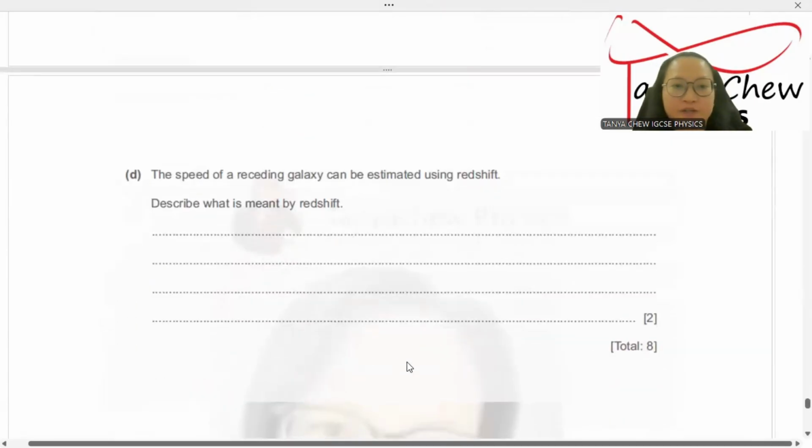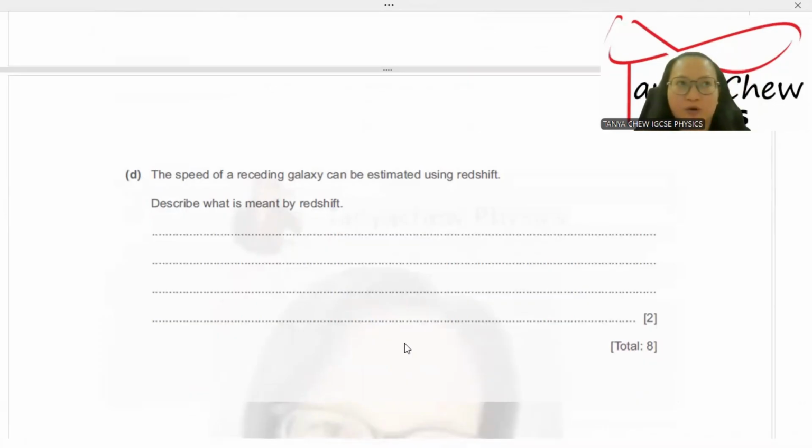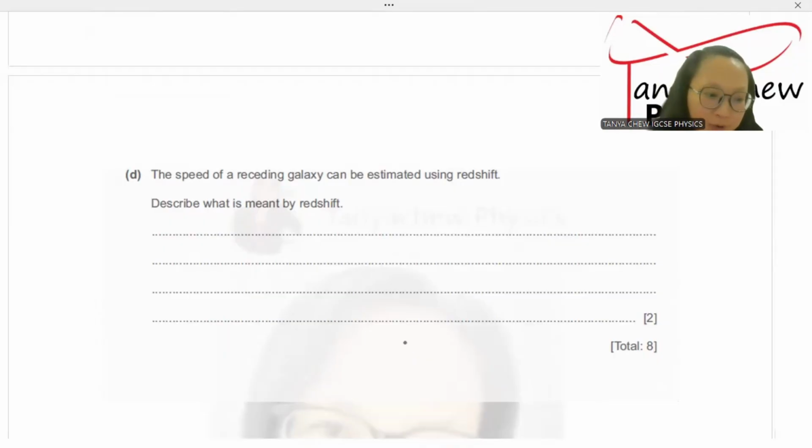D, the speed of a receding galaxy can be estimated using a redshift. Describe what is meant by redshift. When galaxies are moving away from us, they give out light. Because the galaxies are moving away, the light given out is in the longer wavelength. The longest wavelength in the visible light is red light, right? So it will give out light of longer wavelength. So what is meant by redshift?